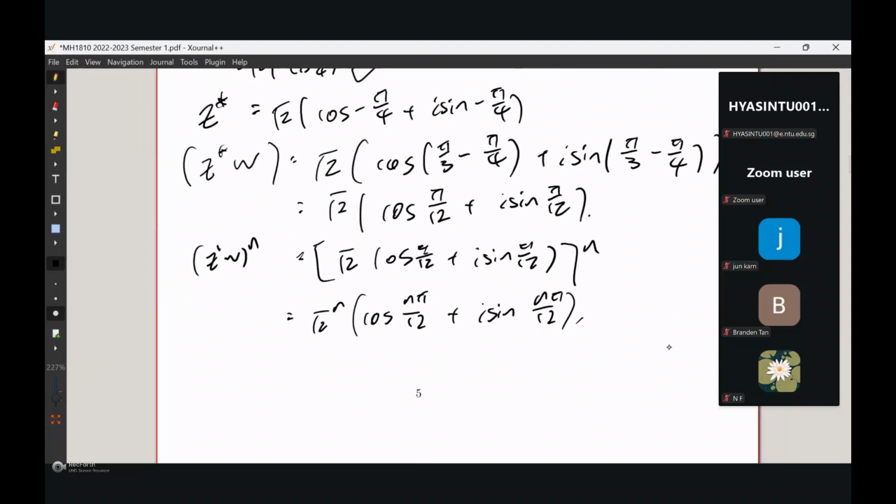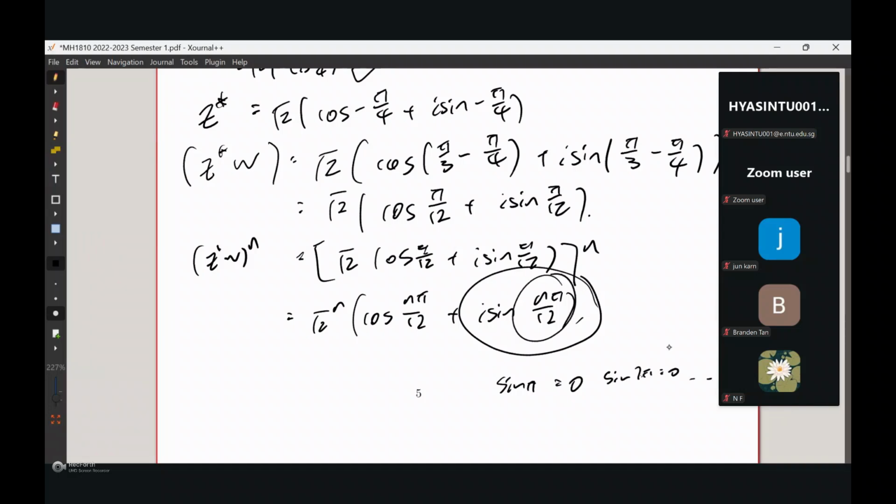Because I want this to be real, the imaginary part has to be 0. So sine n pi over 12 equals 0. Sine is 0 when the angle is pi, 2 pi, and so on. You want n pi over 12 to be an integer multiple of pi. So you will pick n equal to 12, the least positive n. You can take n equal to 0, but that is not positive. Positive is more than 0.